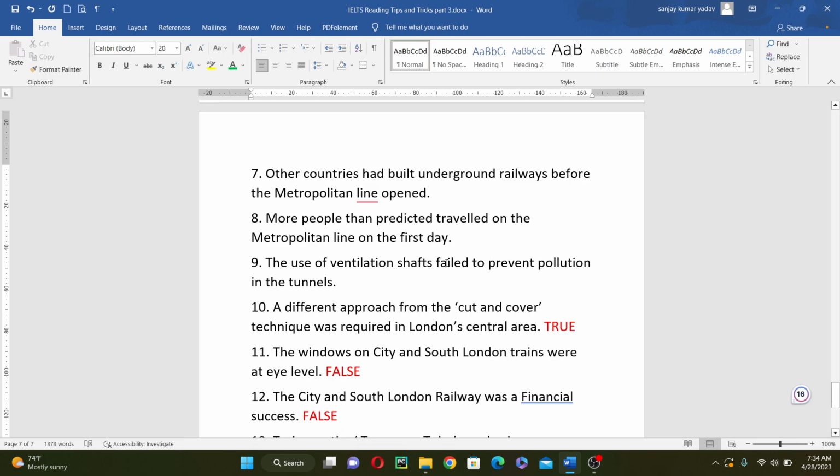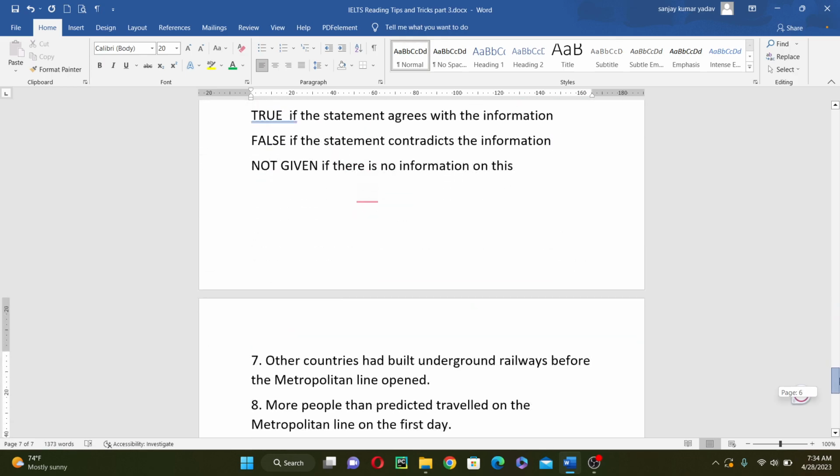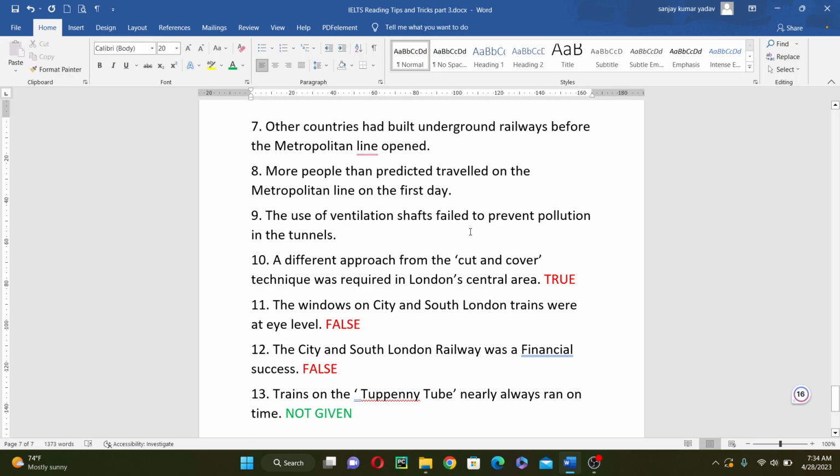Okay, so we have found the answer. Question 15. The use of ventilation shaft failed to prevent pollution in the tunnel. If the ventilation shaft failed to prevent pollution in the tunnel, it is true. If it is not talking about the failure, or if it has not failed, then it is false. And if in the question and in the paragraph, it does not talk about whether it has failed or not, then definitely the answer should be not given.